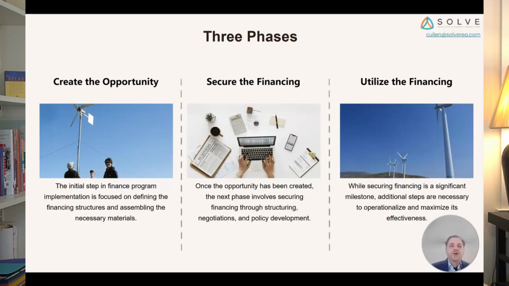We will discuss the 3 phases of implementing a project finance program, starting from idea, moving to fundraising, and finally through execution and operations. So, as I like to call it, create the opportunity, secure the financing, and utilize the financing. Creating the opportunity is really the beginning step. This is where you think about what assets you have, what business you have, what opportunities exist in the world, and really, how can finance be utilized to get your asset more well adopted?